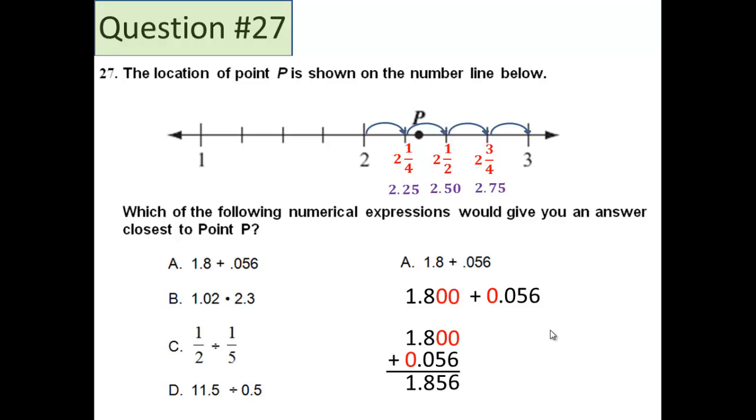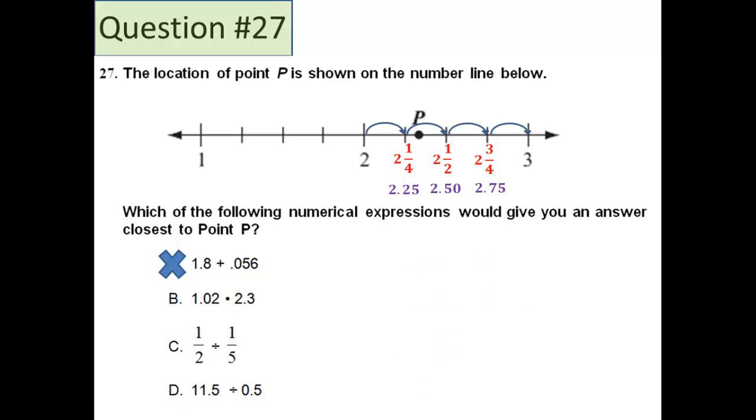1.856 is the answer that I got. And now I'm saying, is 1.856 close to letter P? The answer is no way. 1.856 is between 1 and 2. I'm sorry, but letter A is not the answer we're looking for. So we're going to move on and try letter B.